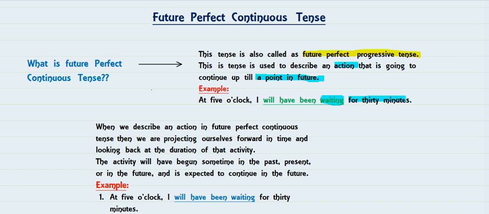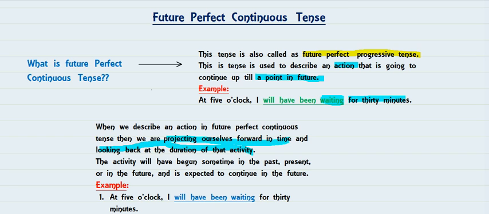One more thing that is important to remember about this perfect progressive tense is that when we describe an action in future perfect continuous, then we are projecting ourselves forward in time and looking back at the duration of that activity. Because we are talking about an activity that is going to happen in future, for that activity we are imagining ourselves in that future time. And we are also telling the duration of that activity, like I just told you. So that is one more important point which you need to remember for this tense.